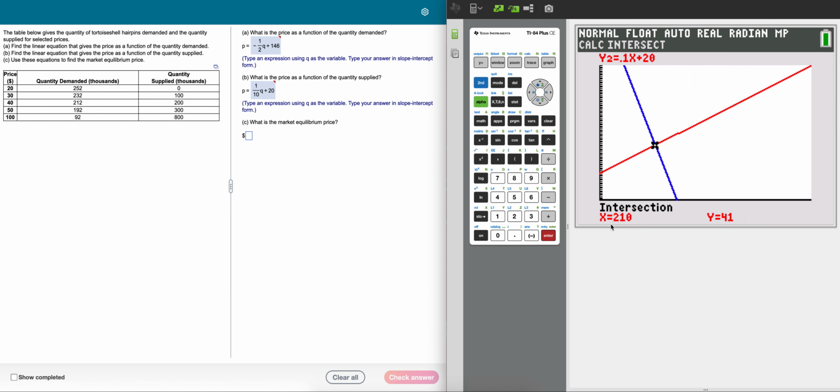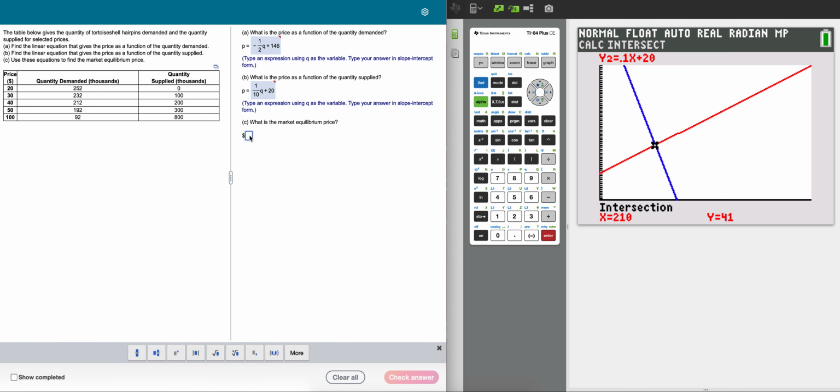So again, X is the number demanded or supplied. In the case of market equilibrium, this is where the supply and the demand are equal to one another. So it's 210. In this case, 210,000. Y is the price. So the market equilibrium price is $41. And I hope that helps.